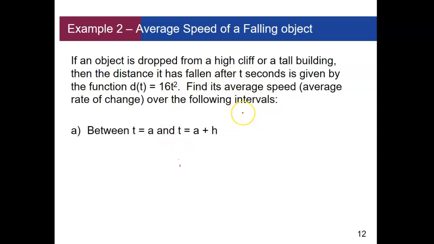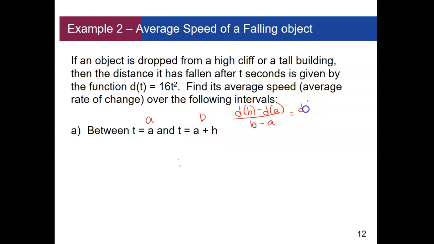Okay, on this one, we've got the same equation here, except our interval is a little bit more generic. This is going to serve as the A, and this is going to be our B. So we're still going to do D of B minus D of A and divide that by B minus A. It's just, in this case, our B is going to be A plus H.